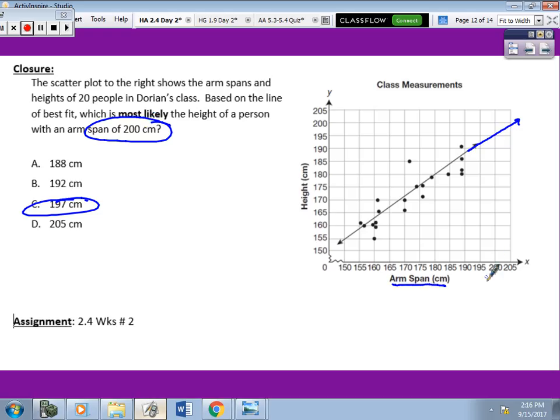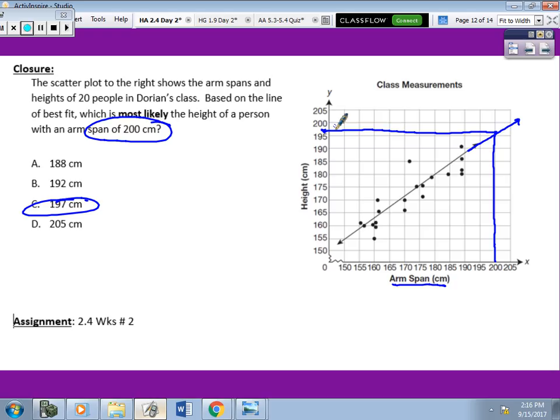So go to arm span, go to 200, go up to the line of best fit, which mine's a little bit off, and go over. Not a straight line, but you'll pick the answer that's closest to it, which would be 197. The way I drew it, it looked like it would be at 195, but still that would be the closest answer. All right, now really quickly on the homework, look at number 5.